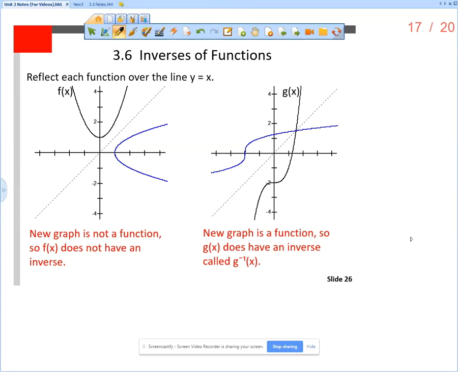This is the video for section 3.6 notes, slides 26 through 29.